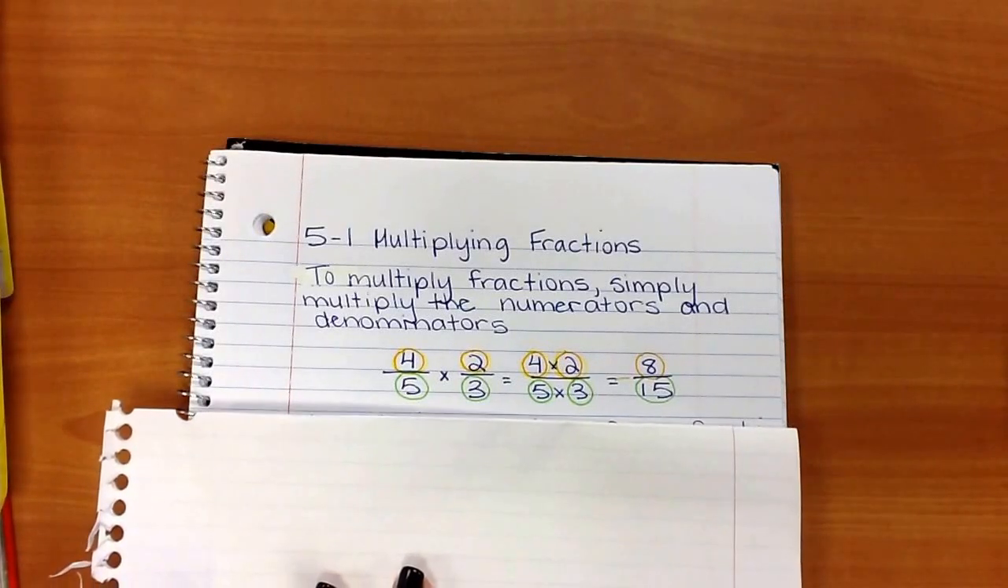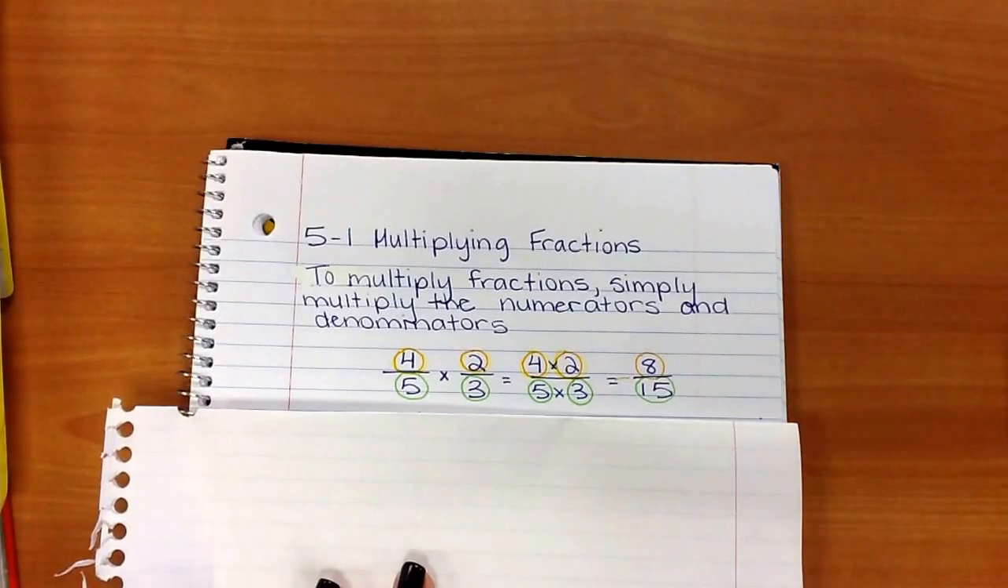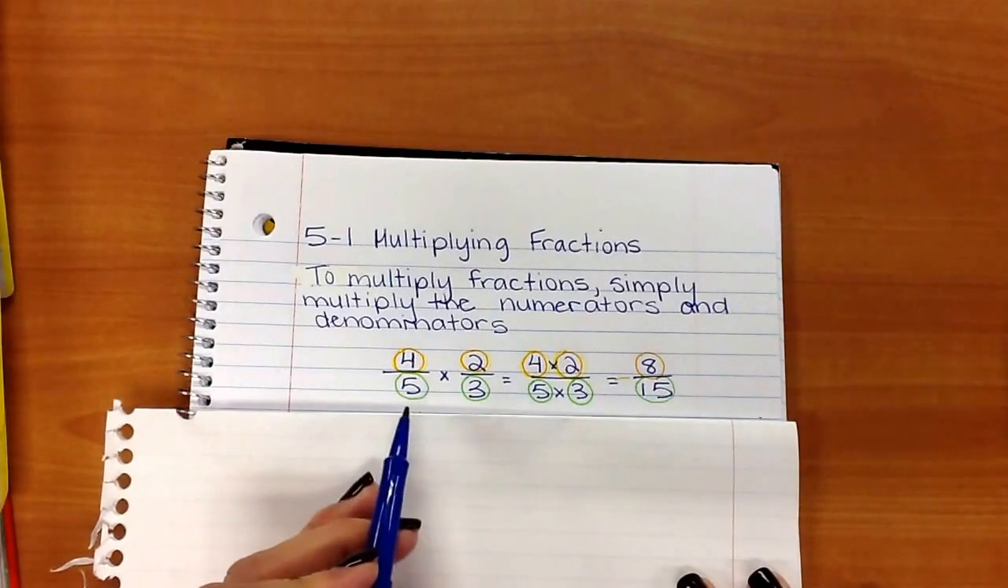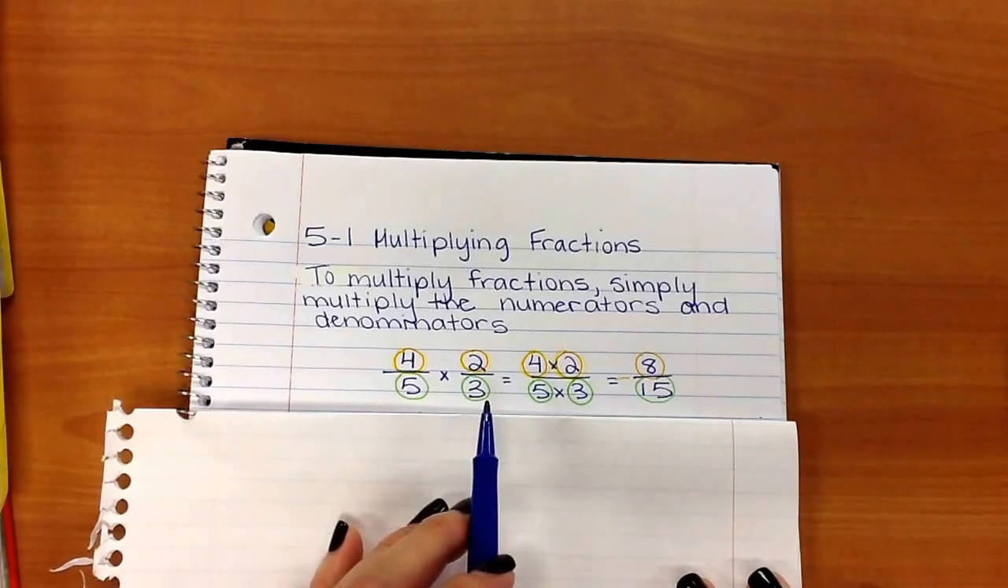Hey sixth graders, today we're taking notes on lesson 5-1, which is multiplying fractions. To multiply fractions, all you need to do is simply multiply the numerators and the denominators together. For example, I have 4/5 times 2/3 here.